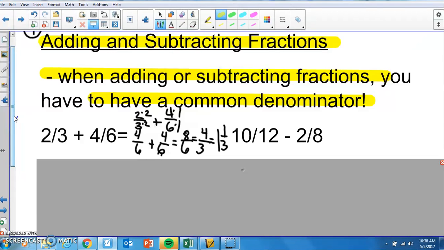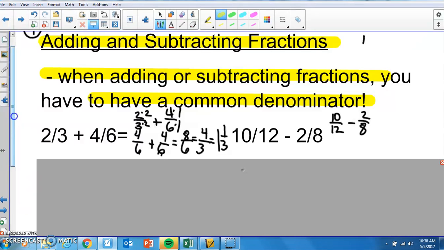All right, next one. 10/12 minus 2/8. All right, this one's subtraction. It works the same way, except we're going to subtract the numerators. First thing we need to do is find the common denominator. So a common denominator for 8 and 12.